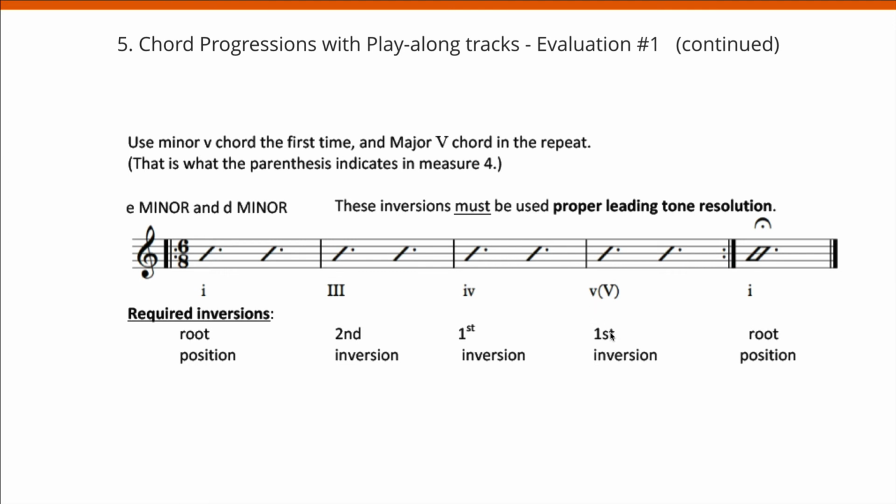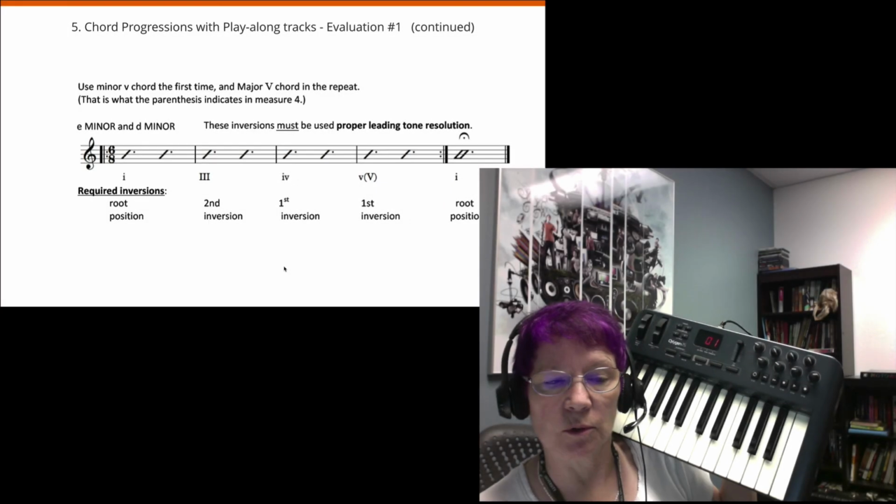Remember, you can get 2 types of 5 chords depending on which scale you're building your 5 chord on. You get a minor 5 chord when you're building on the natural minor. You get a major 5 chord when you're building on the harmonic minor. Second time through, 1 chord, 3 chord, 4 chord, major 5 chord, and you finish. Let's look at that on the keyboard.